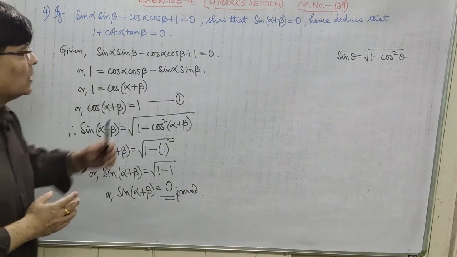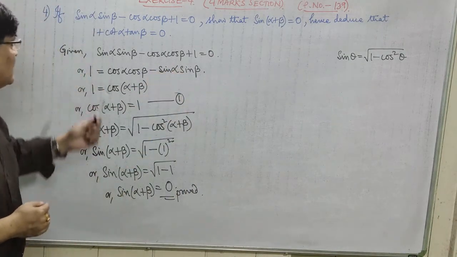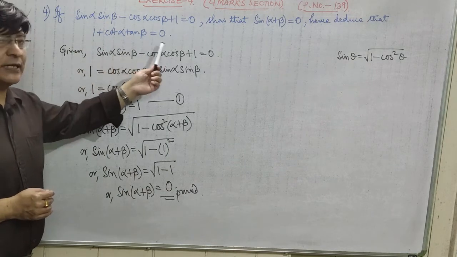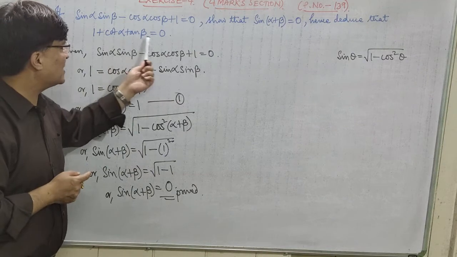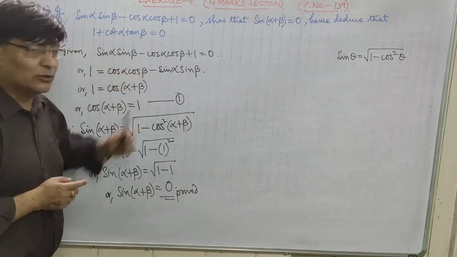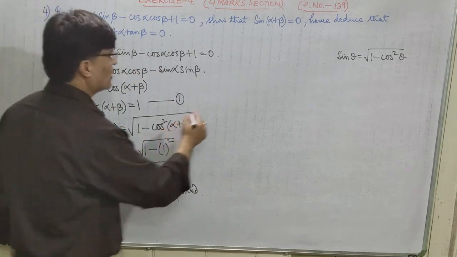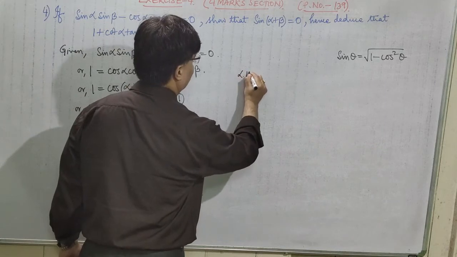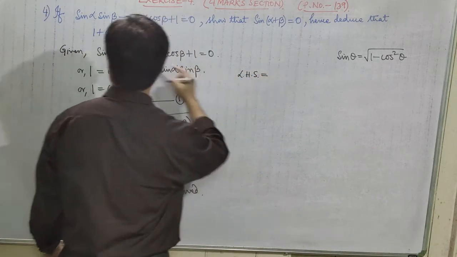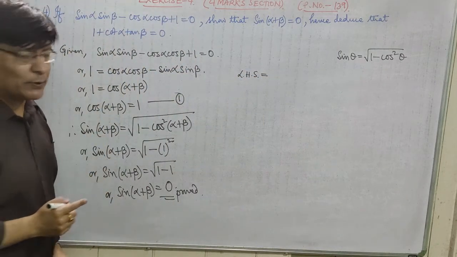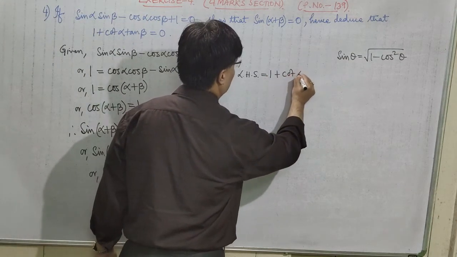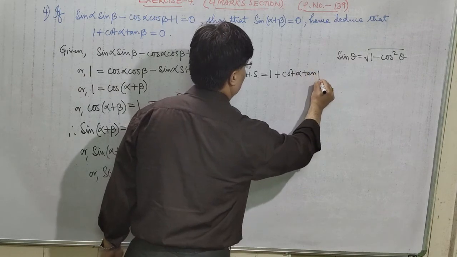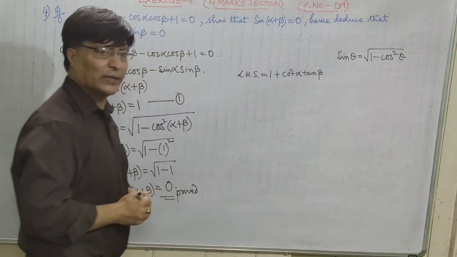Now let us deduce that 1 plus cot alpha tan beta is equal to 0. That means you have to prove that this LHS is equal to 0, LHS is equal to RHS. So now let us write down here the left hand side. What is the left hand side out here? It is 1 plus cot alpha tan beta.